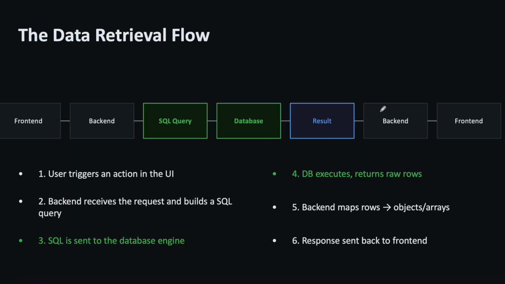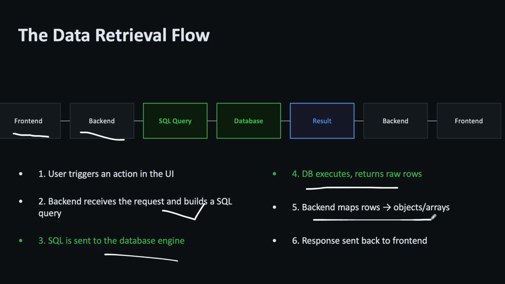If we see it in detail, first we have a front end, of course, where we trigger an action, let's say fetch all the users. This request goes to the backend, which receives the request and builds the SQL query. That's the job of the backend. In Laravel we have the Eloquent ORM. Then that SQL query is sent to the database engine, which executes it and returns the database rows. Again, it's the job of the backend to map those rows into objects or arrays, and then finally it sends the response to the front end.